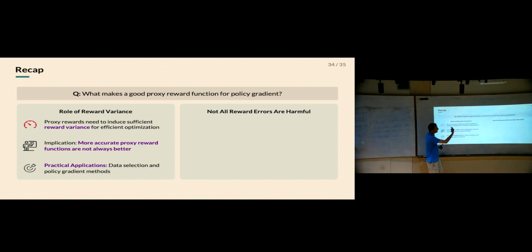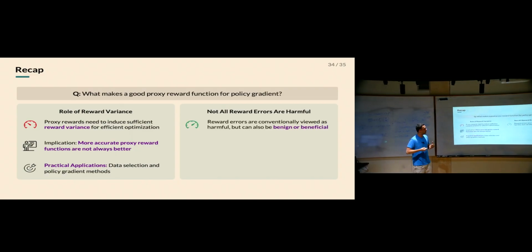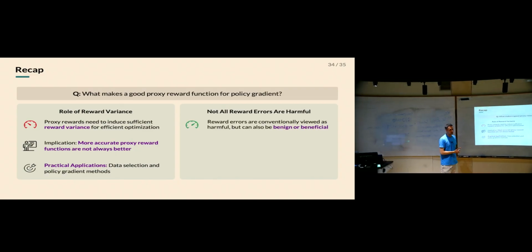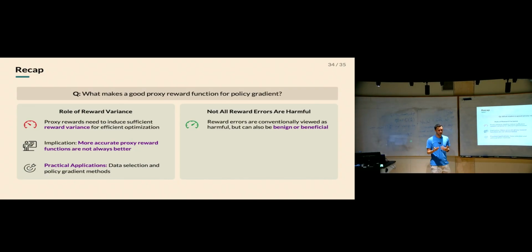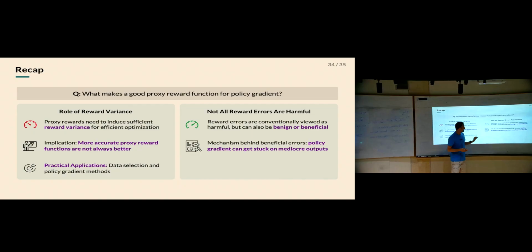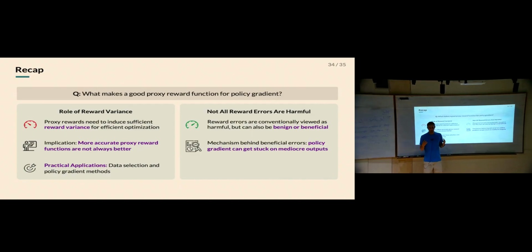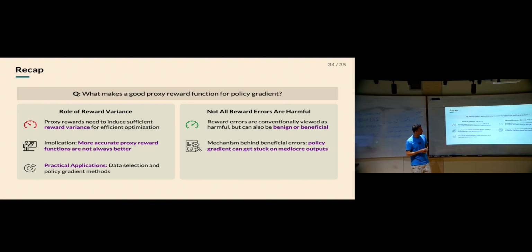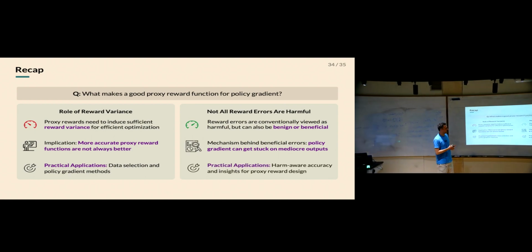We then moved on to see how different deviations from the ground truth reward affect optimization differently. Conventionally they're viewed as harmful, but they can be benign or even beneficial. The interesting mechanism behind the beneficial errors is that policy gradient can get attracted to mediocre outputs and can stall around them for a long time. This has implications both for how we evaluate and design proxy reward functions.